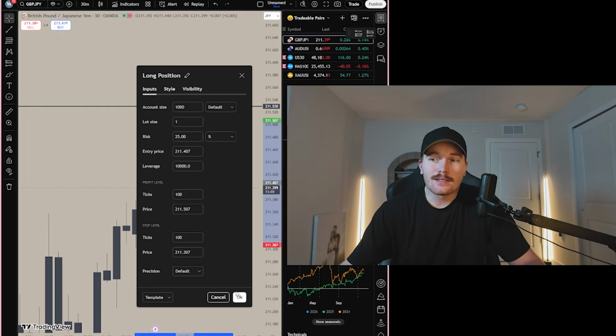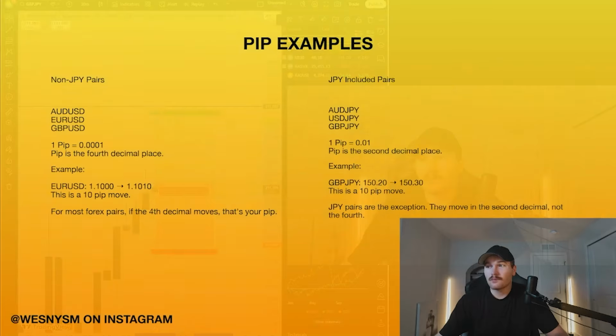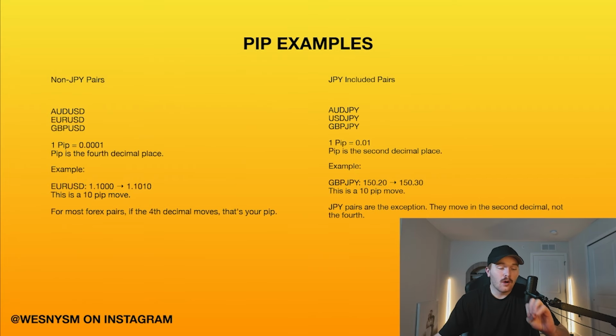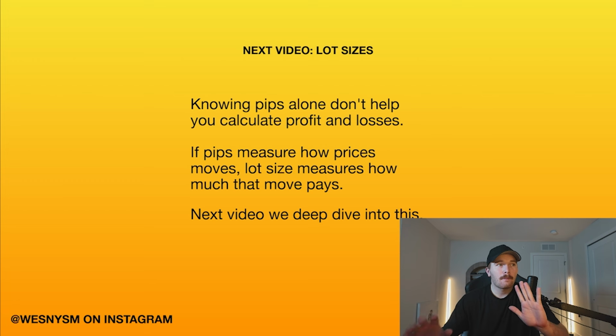So guys, that is really it. The only thing I didn't explain is how much money are we making? Knowing pips alone doesn't help you calculate profits and losses. So think about it like this. If pips measure how price moves, lot sizes measure how much that move pays. And in the next beginner series video, which is going to be coming out in a couple days, we're going to dive deep into lot sizes.